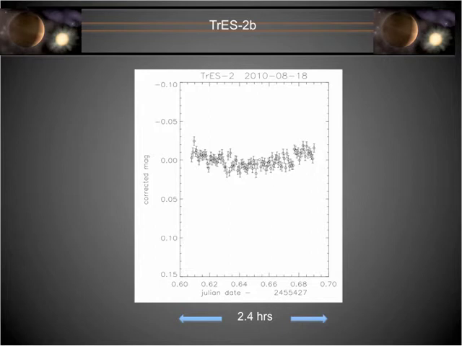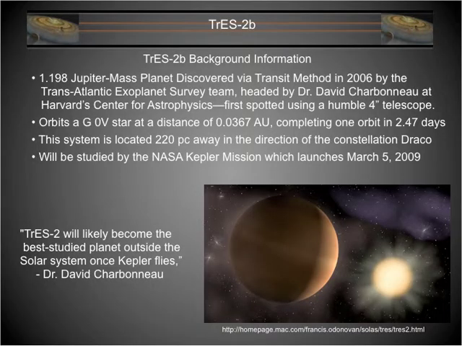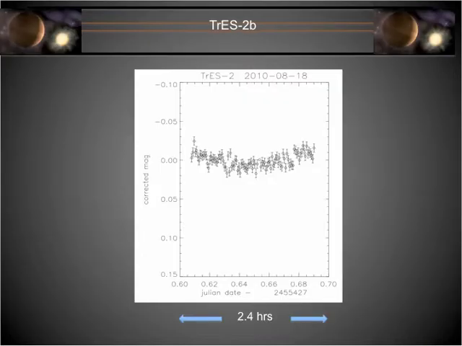This, however, is the same data run through some code that I was later able to program as a graduate student. And so this transit took place over 2.4 hours, which, if you go back to what we said about how long it takes the planet to complete one orbit, it only takes 2.47 days, but that period of time where it's actually in front of the star is much, much less. It's only about 2.5 hours.